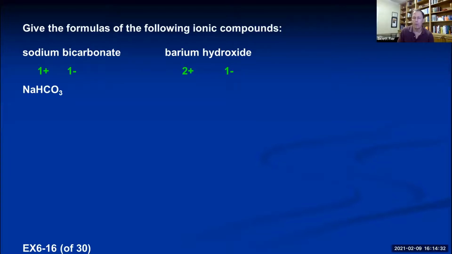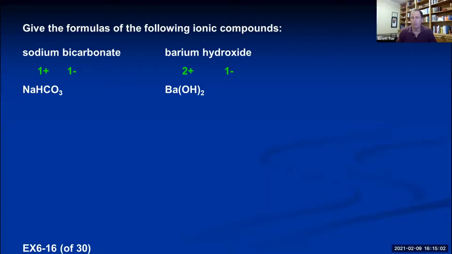It would be wrong to write the formula BaOH2, because that looks like 1 barium, 1 oxygen, 2 hydrogens. If you need 2 of a particular polyatomic ion, or 3 or 4, you have to put it in parentheses with a 2 on the outside. Does that make sense? This now says 2 O's and 2 H's. If you leave the parentheses off, it says 1 Ba, 1 O, and 2 H's. That would be wrong. If I asked you what's the name of this compound, you would say barium hydroxide.